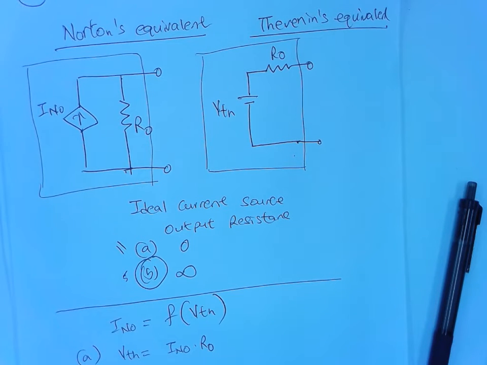Alright, anything else for that? So there you go. That's it. It's that simple. That's how you convert one to another. You're saying they're modeling the same box, so they should behave the same way. That means if you measure the voltage here, it should be exactly the same as the voltage you measured here. You get that, right?